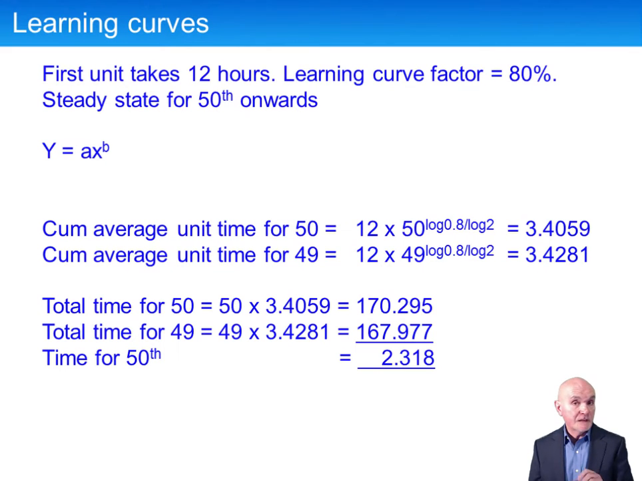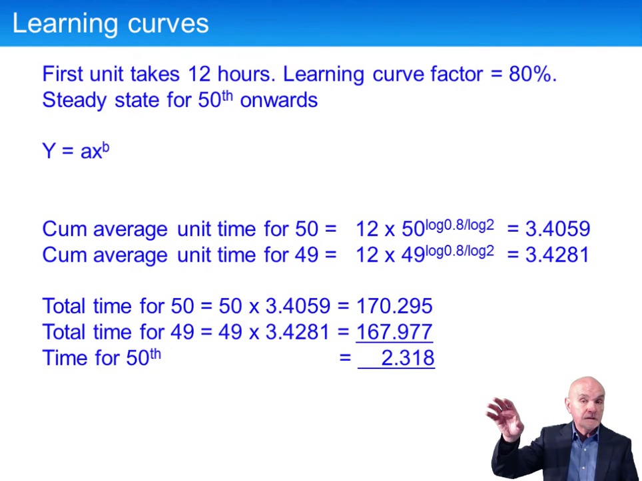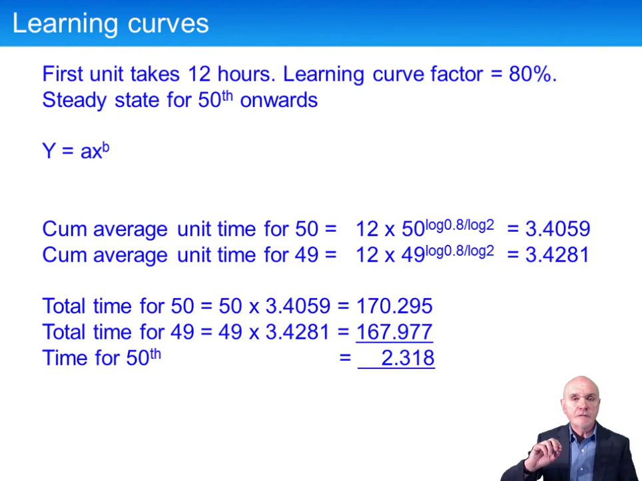The cumulative average time for 50 items will be the 12 hours for the first item, the 9.6 for the second item, and so on, averaged all the way down. The 50th item is going to be made indeed very, very efficiently because we're well down this learning curve effect. So here's the calculation done for us.